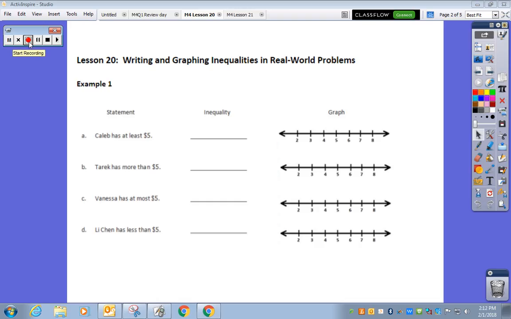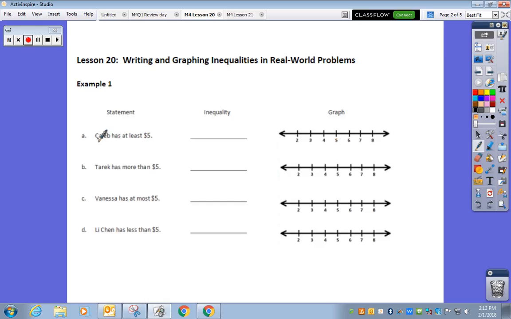In Lesson 20, we're going to look at writing and graphing inequalities in real-world problems. There'll be a lot of terms that we'll have to remember the meaning of. If we look at our verbal statements here, we're going to use inequality symbols to rewrite them and then graph that on the number line.